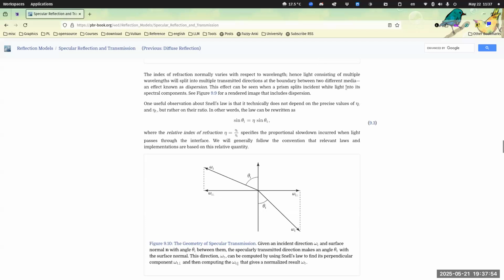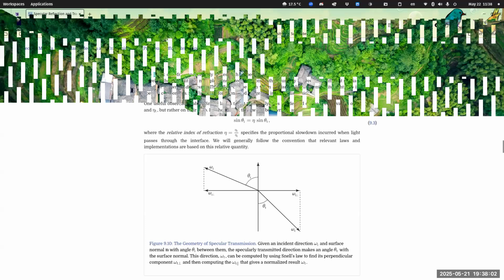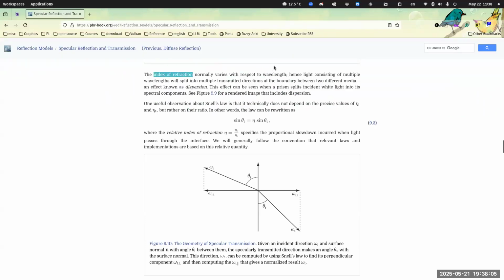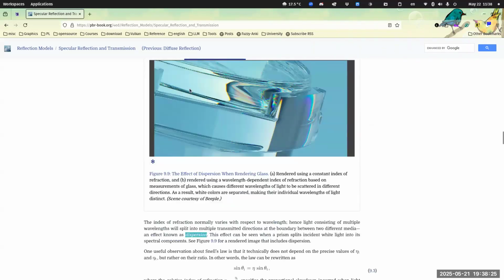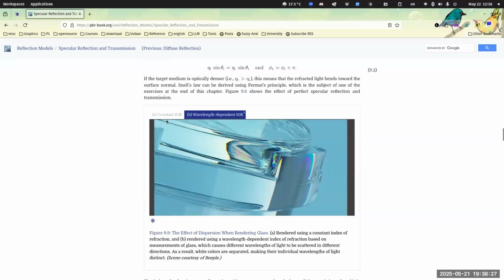And the index of refraction varies with respect to wavelength. Light consisting of multiple wavelengths will split into multiple transmitted directions at the boundary between two different media, which is dispersion. So it's this effect, basically.